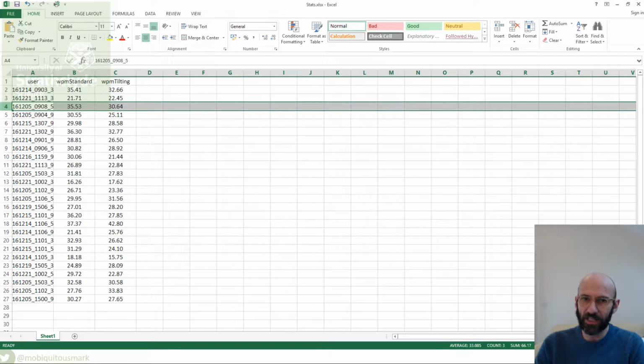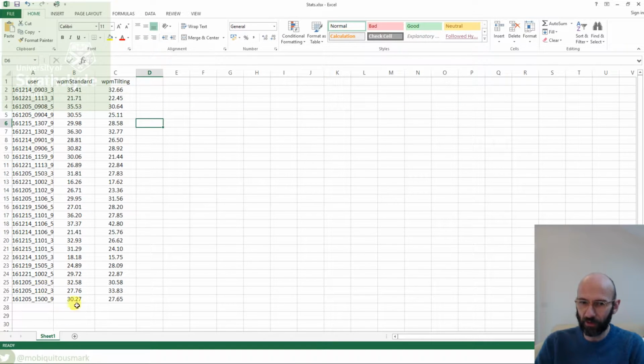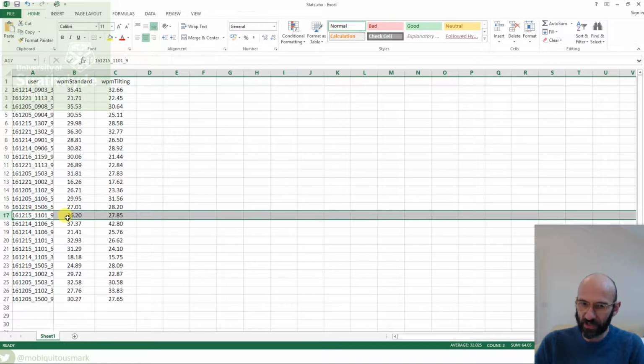So this is how you need to get your data sorted. This is a person, user ID. Okay, this is that person's speed for the one condition, and this is their speed for the other condition. Or generally, this is their measurement for one condition, and this is the same measurement for the other condition. And you have one row like that for everybody in your study. Important thing is these are paired numbers. Okay, so this person got 27 on the standard keyboard and 28 on the tilting keyboard. Okay, this person got 36 on the standard, 28 on the tilting.